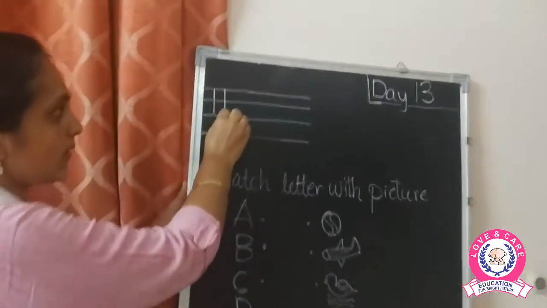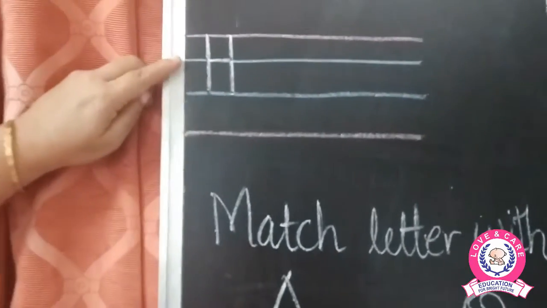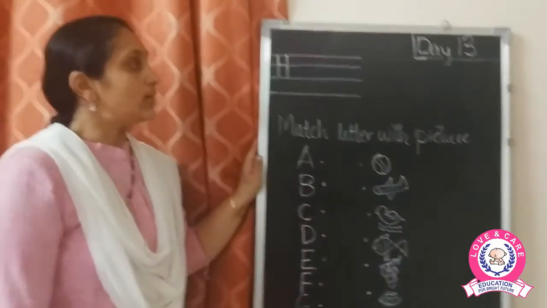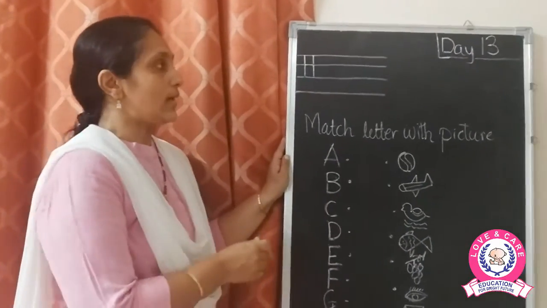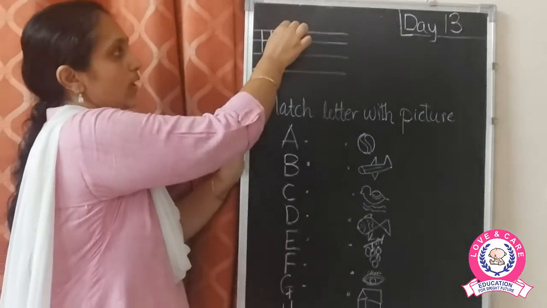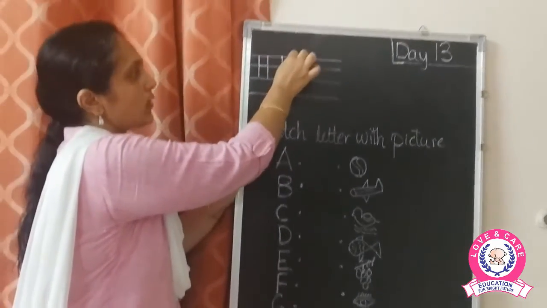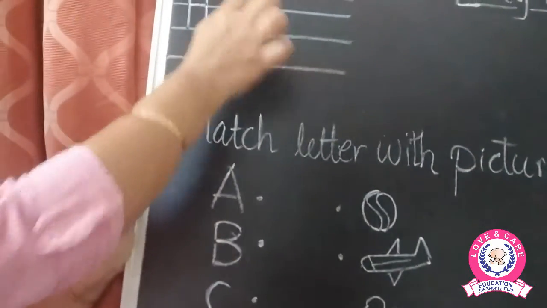Okay children, now I am first going to write the capital H, that is the 2 standing lines, and in between is a slipping line. The slipping line should go over the blue line. While you are writing the letters, children, you have to be very careful when you are making a standing line. The standing line should go straight. So this is the H.